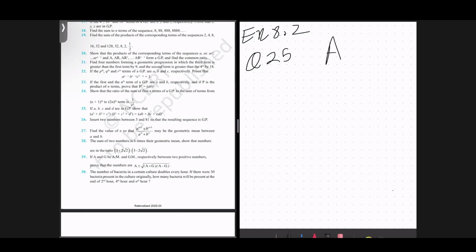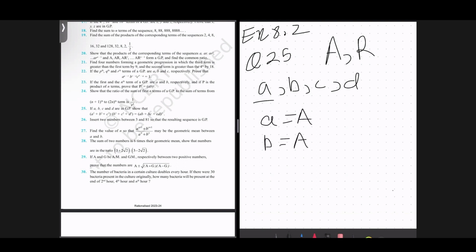Let's assume the GP to have the first term as capital A and the common ratio as capital R. So we have a, b, c, and d, which are said to be in this GP. Let's assume a to denote the first term of the GP. So a is equal to A, b denotes the second term, so b would be AR, c would be AR square. Subsequently, d would be AR cube.